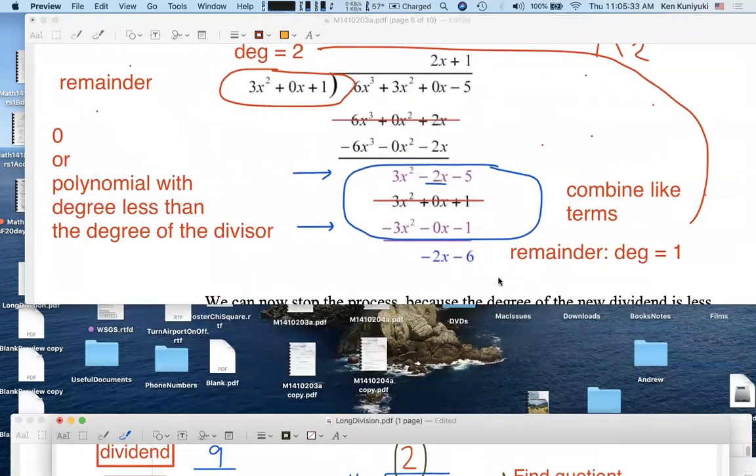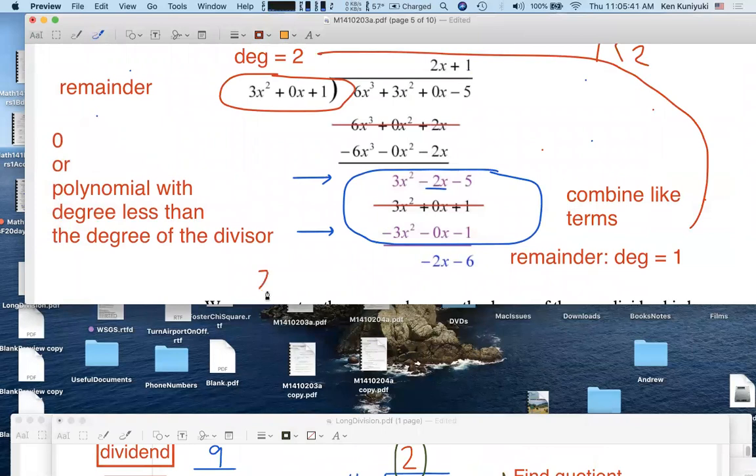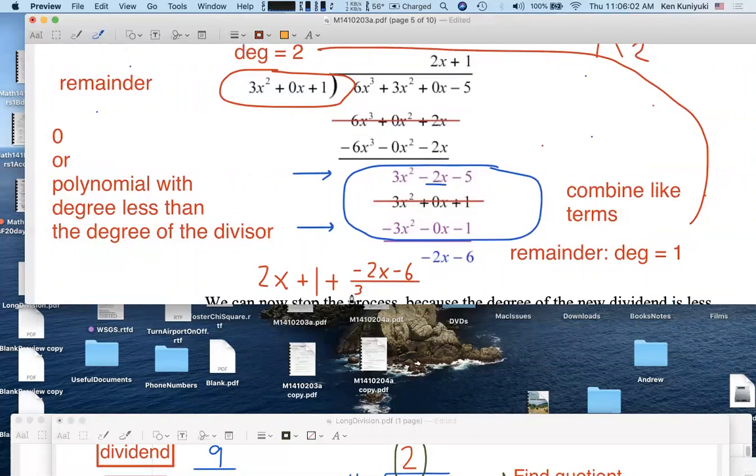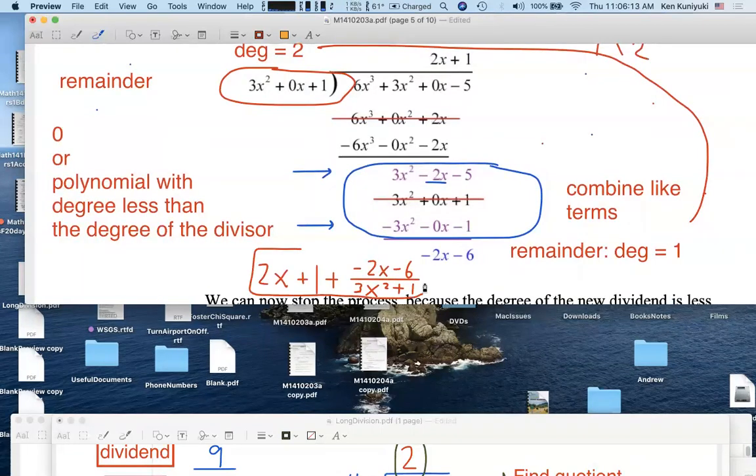Over here, let's do it. What's the quotient? The quotient is going to be, up here, 2x plus 1. That's the quotient. Plus a fraction, because the remainder is not 0. On the top, we put the remainder, the negative 2x minus 6. On the bottom, we put the divisor. And we can remove the missing term now: 3x squared plus 1. In fact, it's conventional to not have missing terms. Don't put the plus 0x. And we should be good.